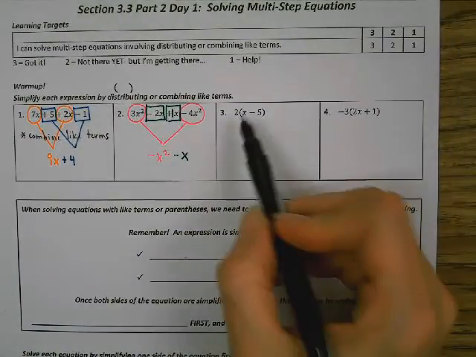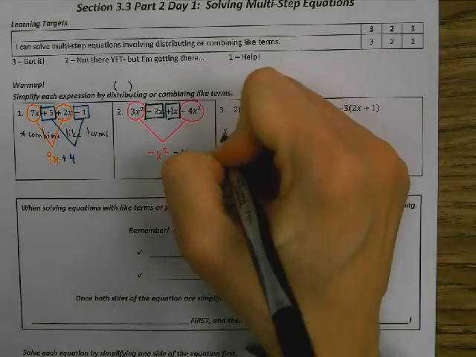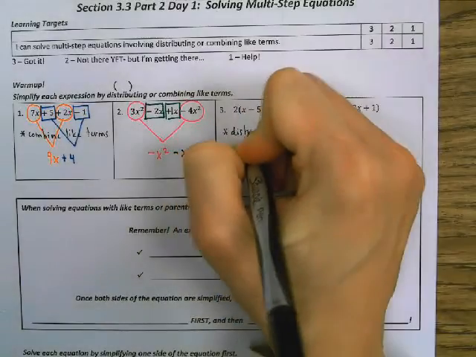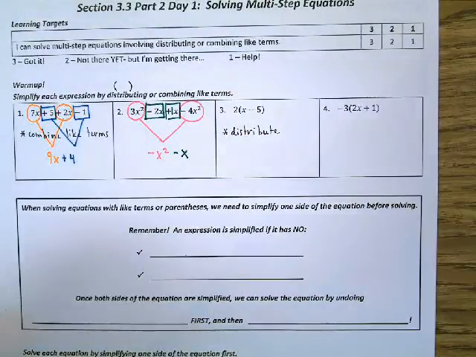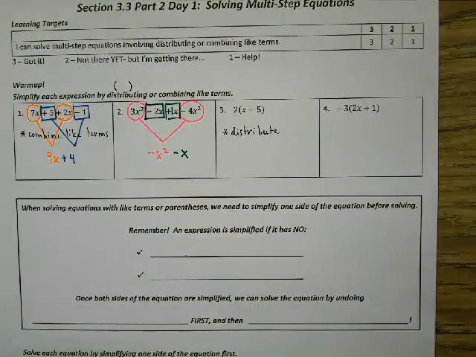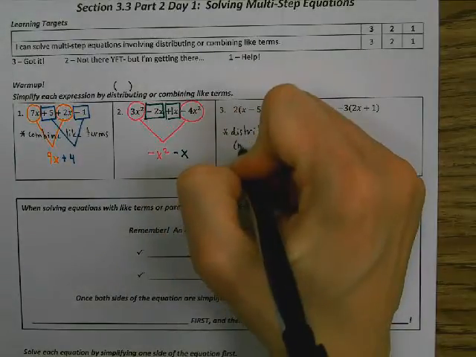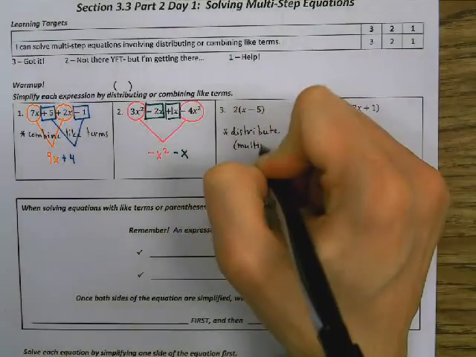Now, in number 3 and 4, now I see those parentheses, and that's going to tell me that I have to distribute. So here before is where we used our arrows, right? And we know distributing means that we have to use multiplication.